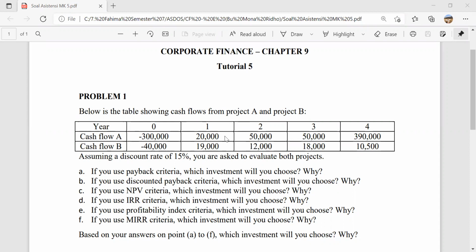You're also given the information regarding the future cash flows for both investments and the discount rate, or the required rate of return for both projects, which is 15%. And now you're asked to calculate or to find the payback period, discounted payback period, NPV, IRR, PI, and MIRR. And then you have to choose one of the investments you think is the best regarding your calculations.